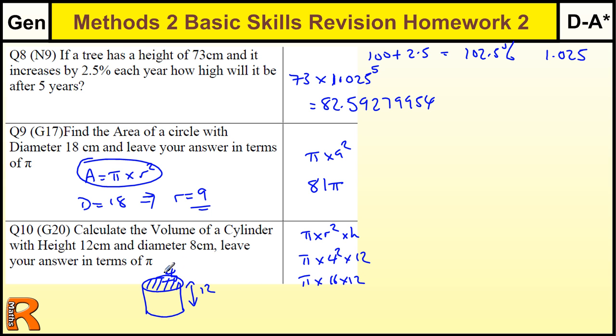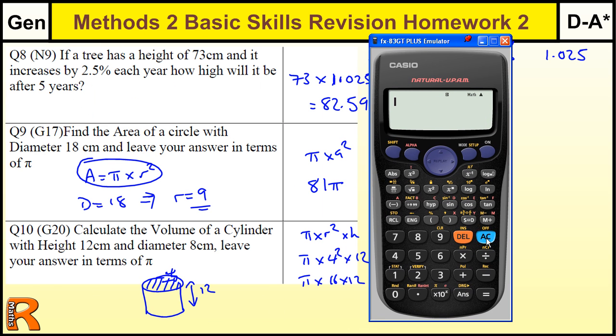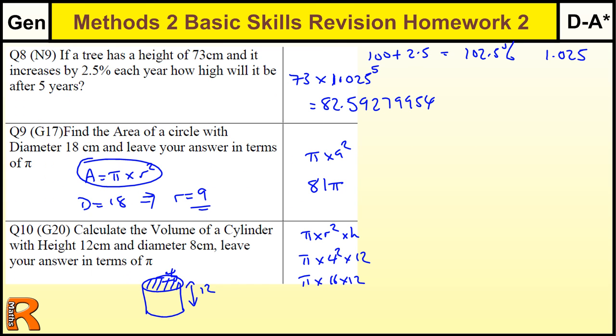And again, we want to leave it in terms of pi. We can use the calculator if we want. It will actually leave it in terms of pi if we type it in, so pi times 16 times 12, if you have it in the right mode, that is. It's 192 pi.